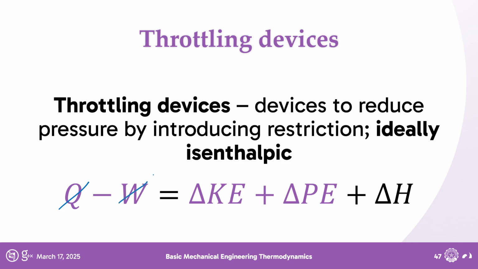right? No work. And the thing about here is that, again, these guys have KE and PE values, yes, but usually they are insignificant compared to your enthalpy. So basically, what happens here is that your incoming enthalpy and your outgoing enthalpy are the same. It's just that the pressure of your state 1 is going to be much bigger than your state 2, right? Because they are used to reduce pressure. Okay?